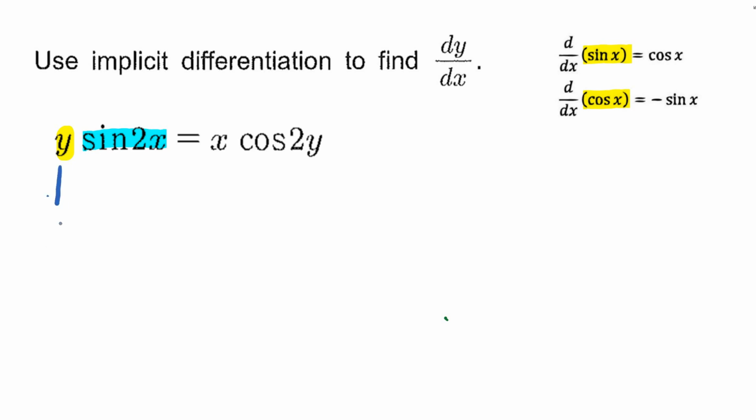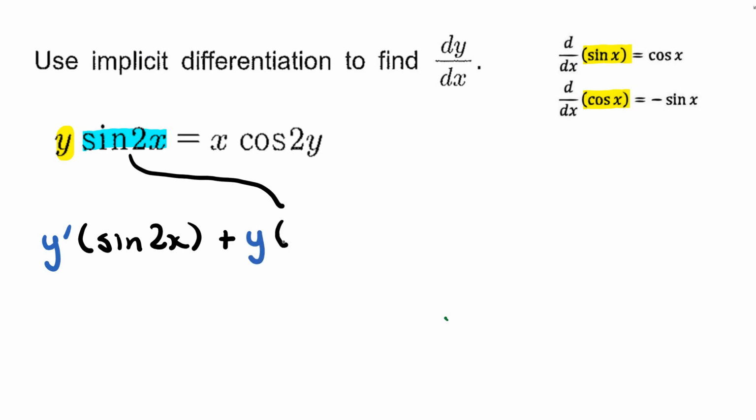The derivative of y is going to be y prime, and then I multiply that by the second term, which is sine 2x. Then I add that to the first term, and I multiply by the derivative of the second term here. The derivative of sine 2x will be cos of 2x. Then the chain rule states that I need to multiply by the derivative of 2x, which is 2.